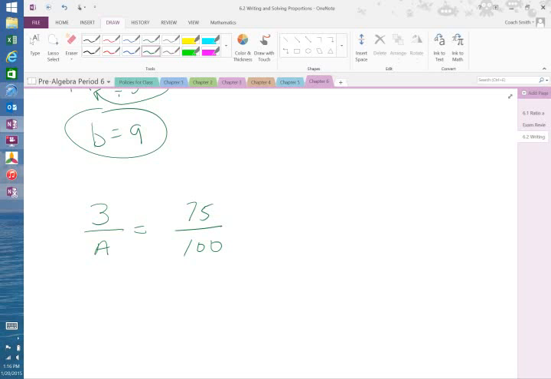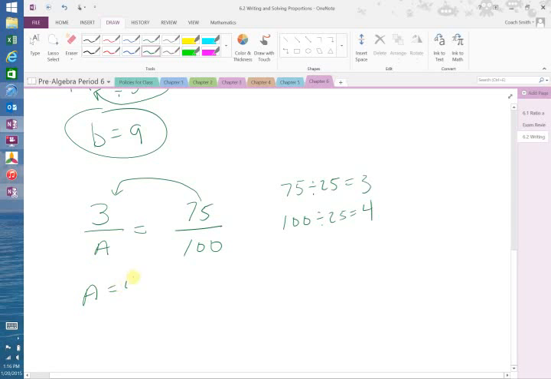Now, to solve this, you simply do the same thing that we did on the last problem. What did you have to do to 75 to take it back to 3? We divided by 25. So 75 divided by 25 is equal to 3. Then I have to do the same to the bottom. 100 divided by 25 would mean what? 4. So A here would be equal to 4.